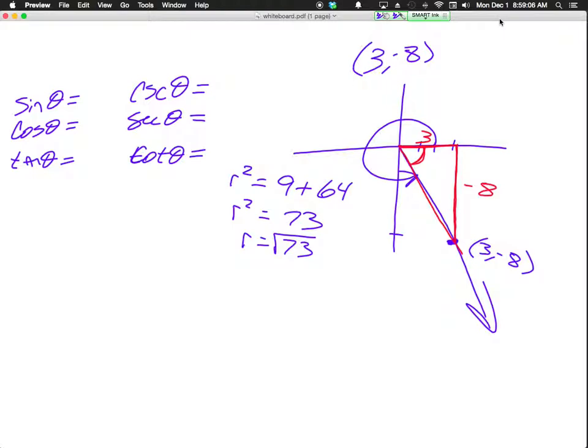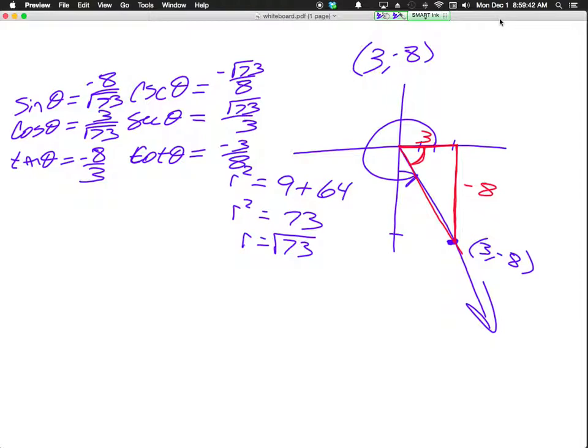Okay. So what is my opposite side? Negative 8. What's my hypotenuse? Square root of 73. What is my adjacent side? 3. What is my hypotenuse? Square root of 73. Do I need to look at that anymore? No. So this gives me negative 8 over 3, and then all of my reciprocals. So I have found the 6 trig functions of the angle whose terminal side goes through the point 3, negative 8, is what I found.